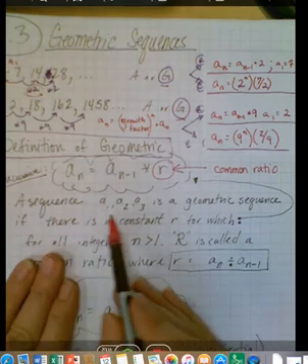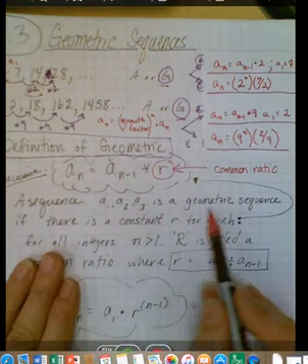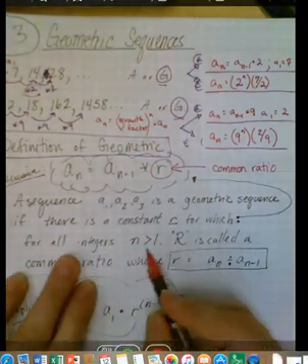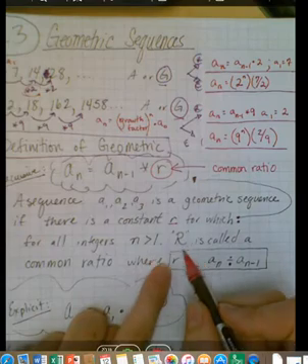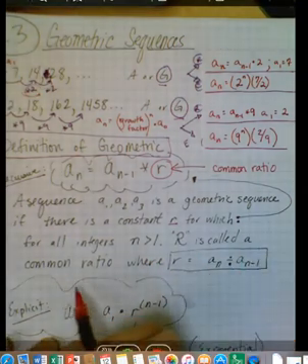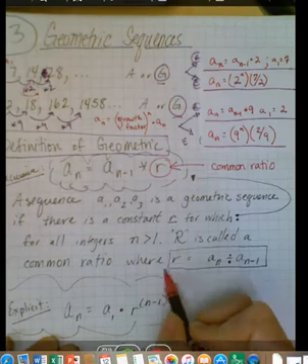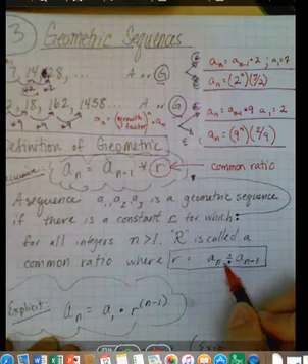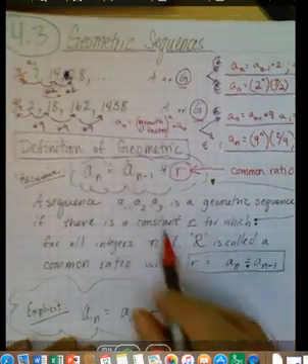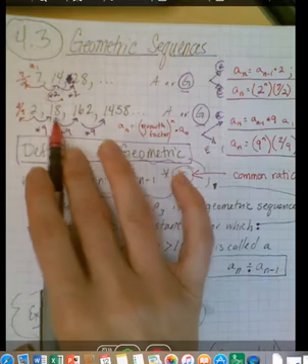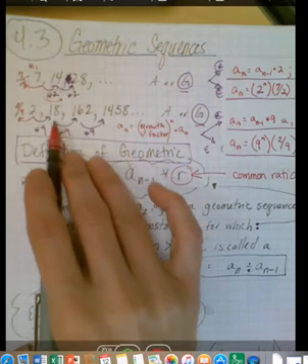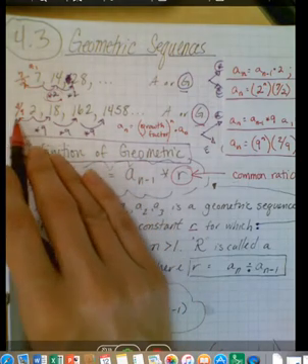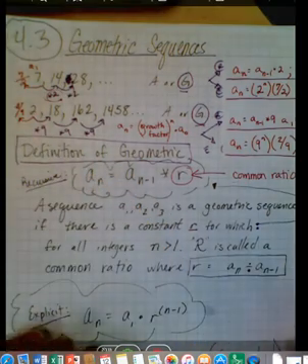So a sequence, a sub 1, a sub 2, a sub 3, is geometric if there is a constant r for which all integers where n is greater than 1, r is called a common ratio, where that number r, or that multiplicative change, can be found by taking a term and dividing it by its previous term. So for instance, if I took 162 and divided it by 18, I would get 9. If I took 18 and divided it by 2, I would get 9. If I took 2 and divided it by 2/9, I would get 9. Hence my r is 9.